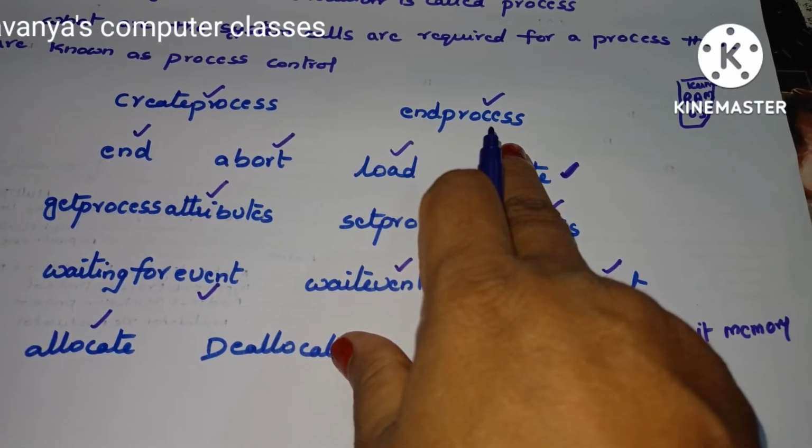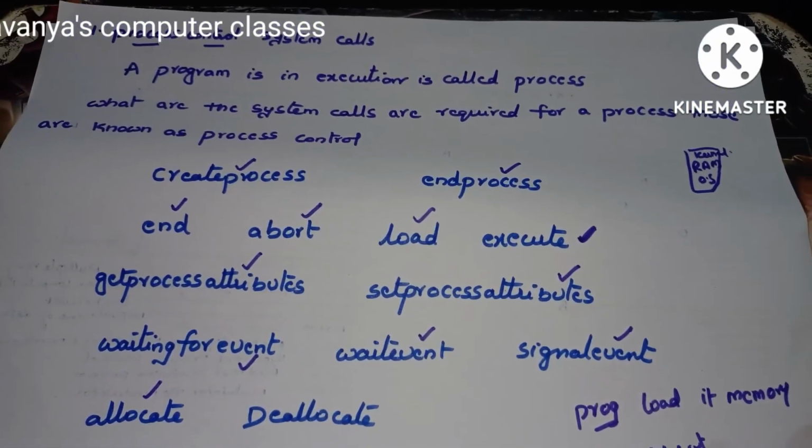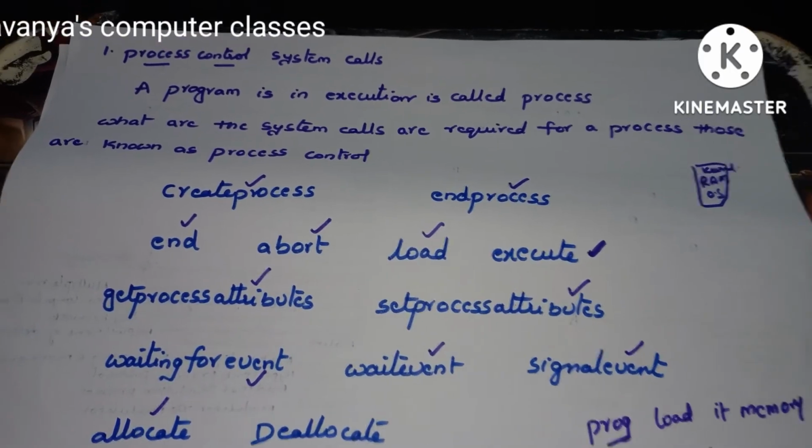If the work is over, then we close it. That is called the end process system call. So these all belong to process control system calls.